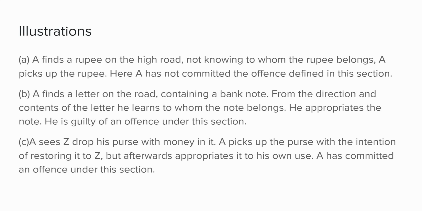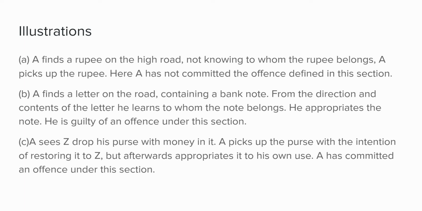Now we'll come to some illustrations. By reading or understanding some illustrations, you will understand this concept better. First example: A finds a rupee on the high road, not knowing to whom the rupee belongs. A picks up the rupee. Here A has not committed the offense defined in this section. Why? Because he has only picked up that rupee. He has not appropriated that rupee for his own use. If he appropriates that particular rupee, then A has committed that offense under this section.